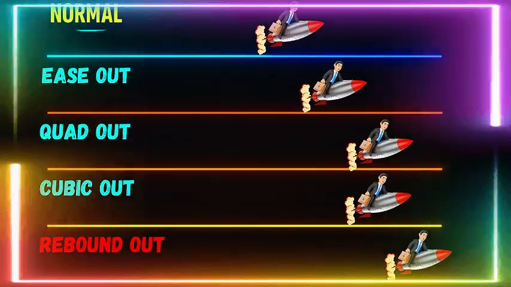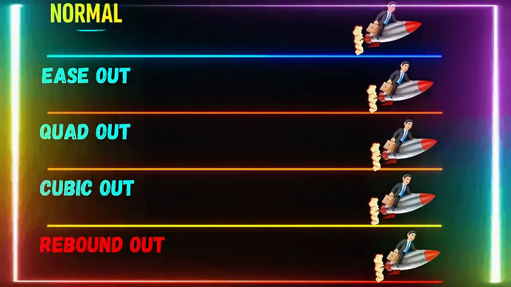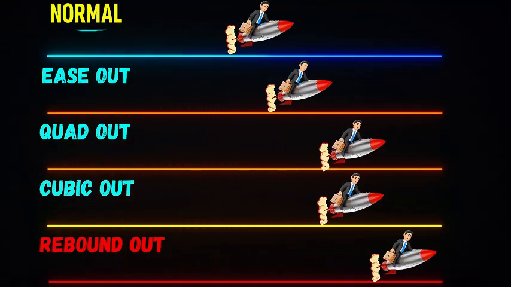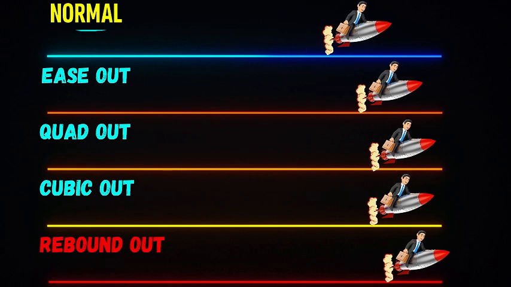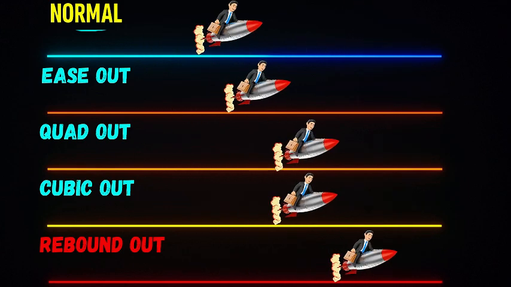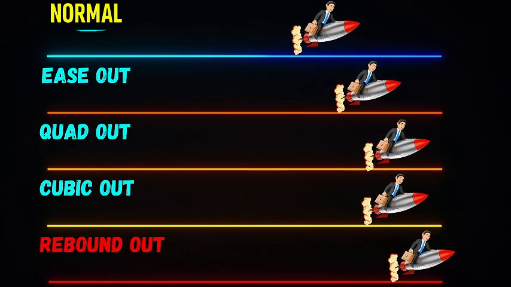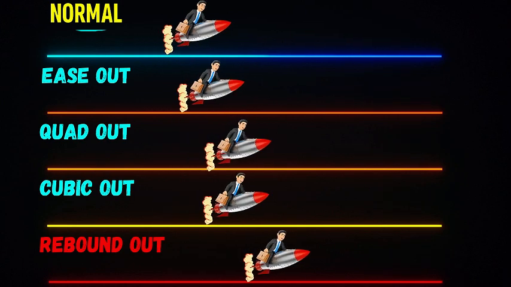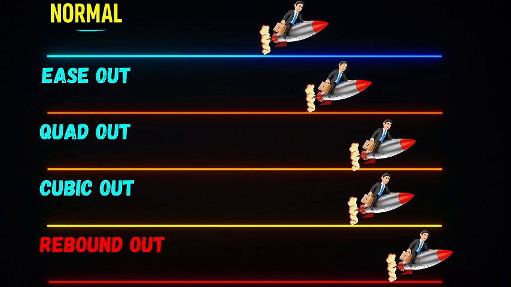Out graphs: ease out, quad out, cubic out. These do the opposite. Start fast, then slow down as they finish. Perfect for objects leaving the screen because it feels like they zip away then gently fade out. The difference among them is mainly the intensity of that fast start versus gentle stop.